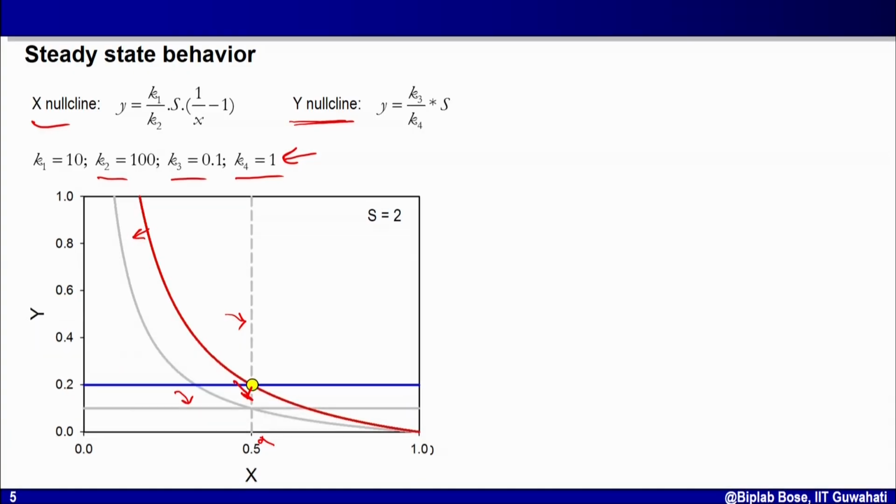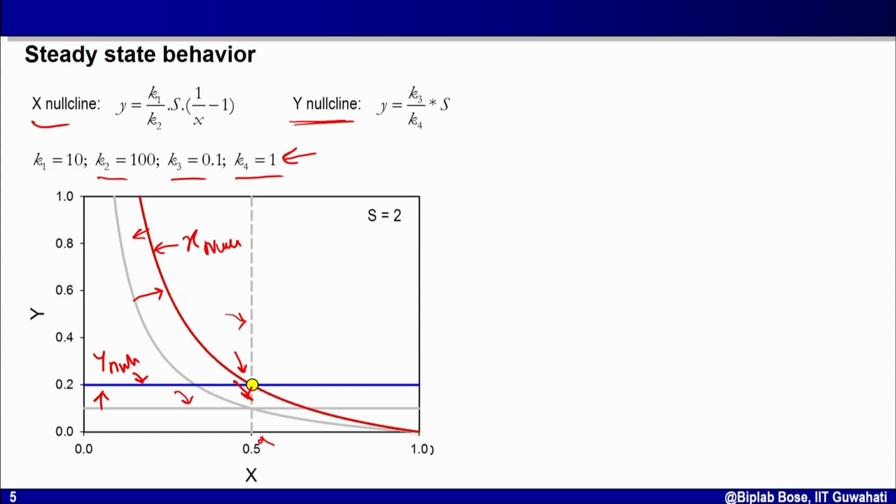Let us see what is happening here. So I change s equal to 2, then my x nullcline is this one, this is my x null, and y nullcline is this blue one. And you can see the gray lines are the older nullclines I have shown in the same plot. Both y nullcline has moved from this gray to this one. X nullcline has moved from this gray line to this one. Both of them have changed because both of them have s, the input signal term, in their equation. But their intersection point is this one, this yellow point.